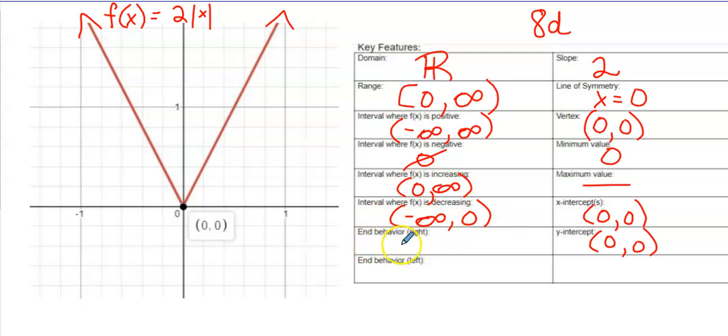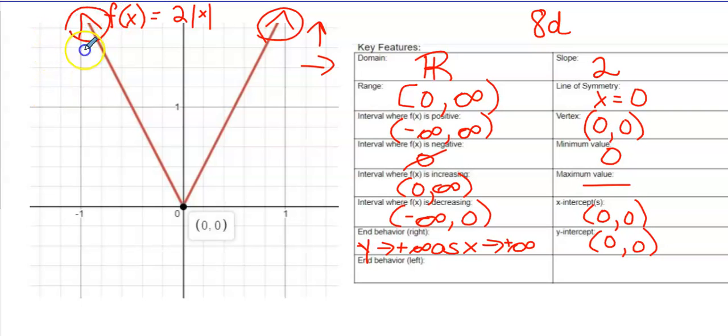In behavior, we'll just do them in order. In behavior right, look at this arrow. It's going up and to the right. That's positive, positive. I'm sorry, I said positive and put negative. Those are positive. And then the left side, look at this arrow. It's going up and to the left. That's positive, negative.